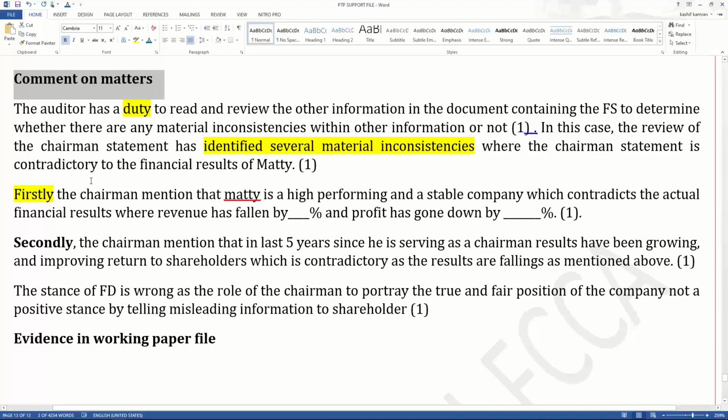Is that clear to all of you? So are you understanding the way to write comment on the matters? You need to be within the case study. You need to involve yourself within the case study and go down with it. Right? Now, look at the second part of the question.